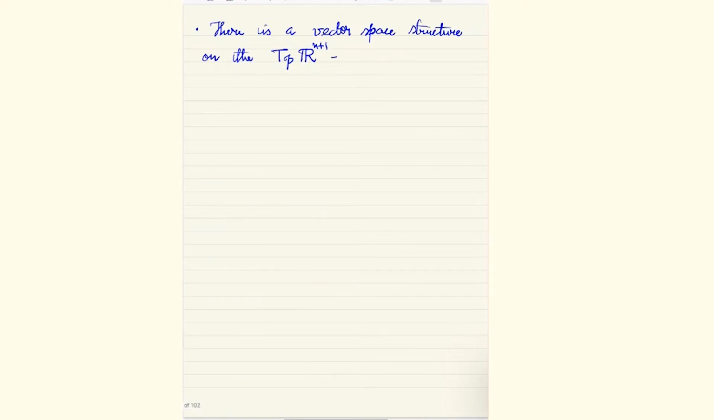So what is this by definition? This is the set of all vectors V which start at P, and V is an arbitrary element of Rn plus 1. So I call this, without comment, the tangent space of Rn plus 1 at P.